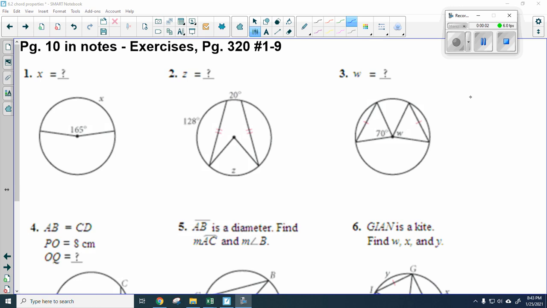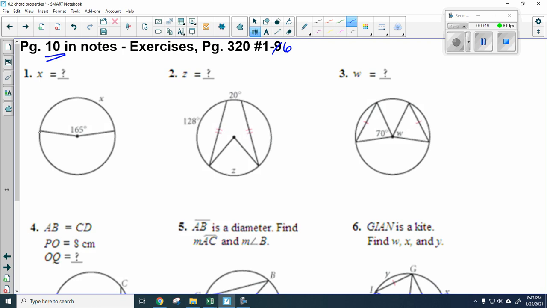Hi everybody, this will be a little review of some of the conjectures that we have learned so far in this unit. To do that, we'll go over problems 1 through 6 from page 10 in your note packet. So again, page 10 in your note packet, you just had 1 through 6 though.